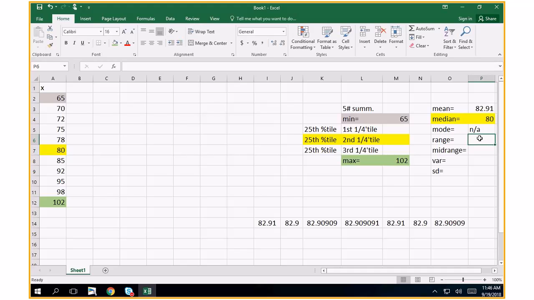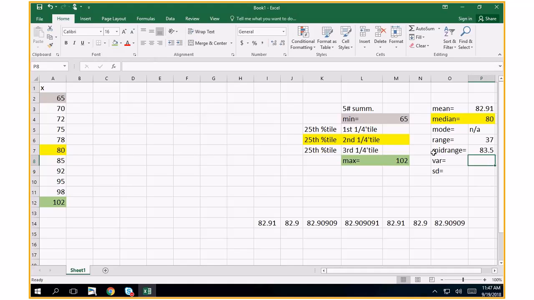Range is what? 37. Your highest minus your lowest. Mid-range is equal to the highest plus the lowest, divided by 2. I'm trying to teach people, so y'all got to bear with me.